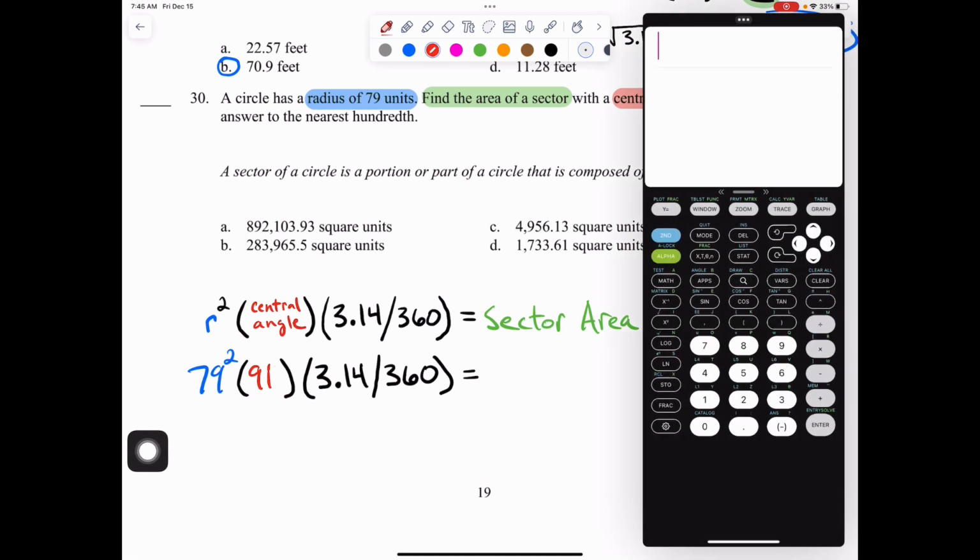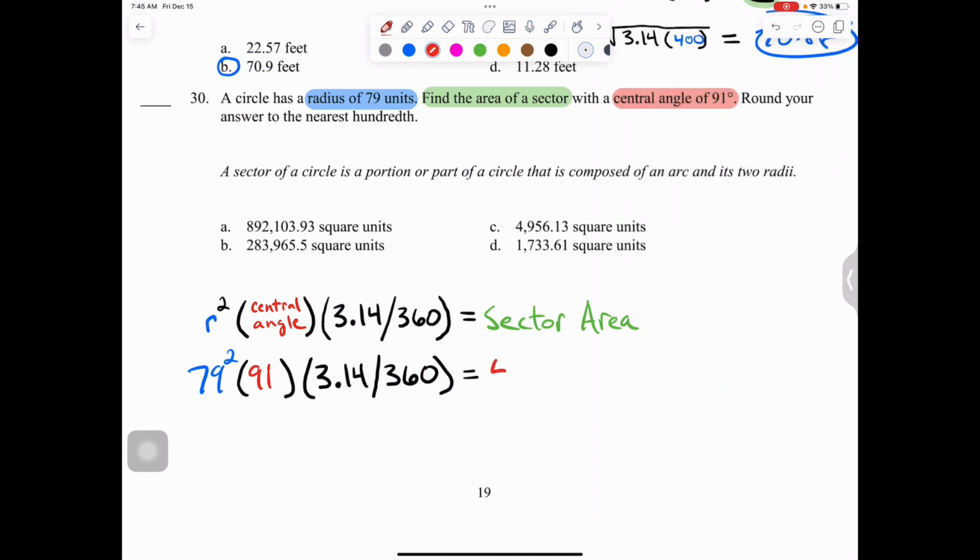Ballpark. Okay, so we will type in our 79. We will square it. We'll open a parenthesis. We will type in 91. We will close it. We will open another one. We will type in our 3.14 divided by 360, a full circle. Close it, hit enter. We get an answer of 49.53. And go ahead and circle C as your best answer choice.